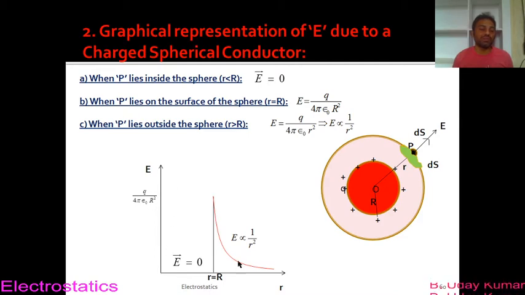And the variation of E with respect to R was given by this diagram. This region shows the point P lying inside the conductor, up to small r equal to capital R. The electric field, you know, will be 0, and outside the conductor the electric field intensity varies with respect to R by this curve. That means we know that E is inversely proportional to R square, so that is what you are getting here. Anyway, this is about variation of E with respect to R for a charged spherical conductor.